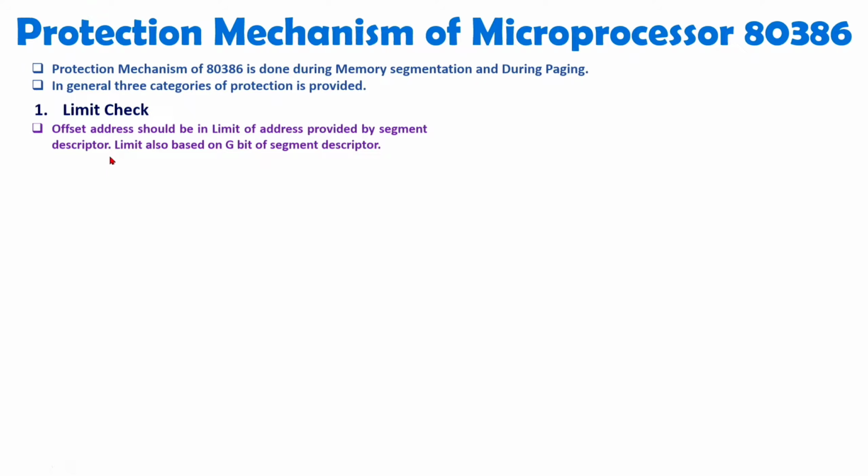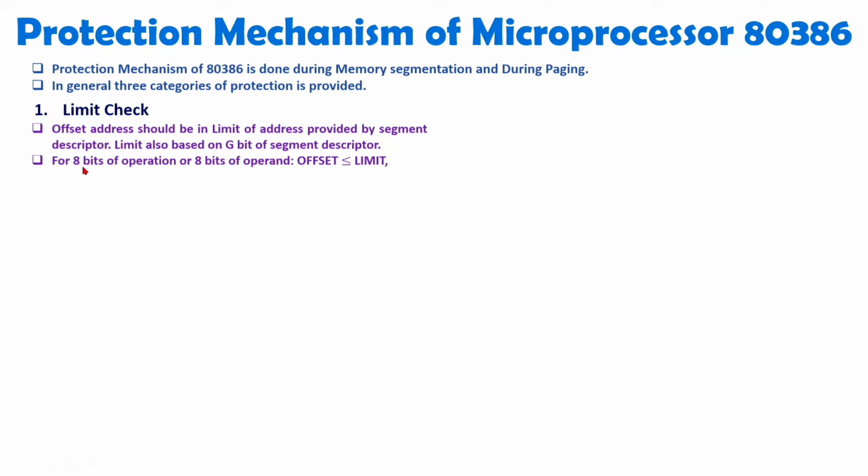Whenever the user is asking for access to data, the user will give an offset address. The size of the segment is defined by the limit, and that limit is inside the segment descriptor. So the limit explains the size of the segment, and obviously the offset address cannot be greater than the size of the segment. So first of all the limit check happens. In that we see whether the offset address is greater than the size of the segment or not. Size of segment means limit.